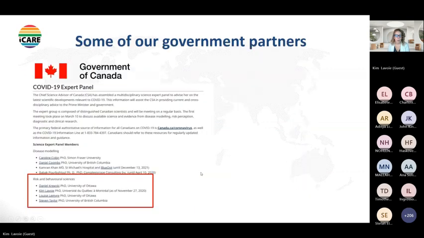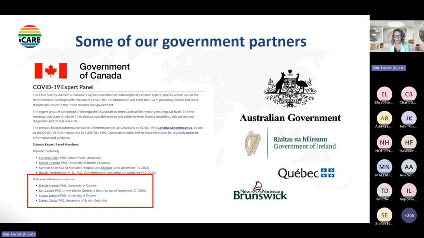And what we did, as I mentioned, the goal was really to provide rapid data that could inform policy for governments. And I was fortunate to be invited to join the Government of Canada's expert panel as a behavioral science expert, but we worked with a host of other governments, both provincial and international, including the Government of Australia and Ireland.